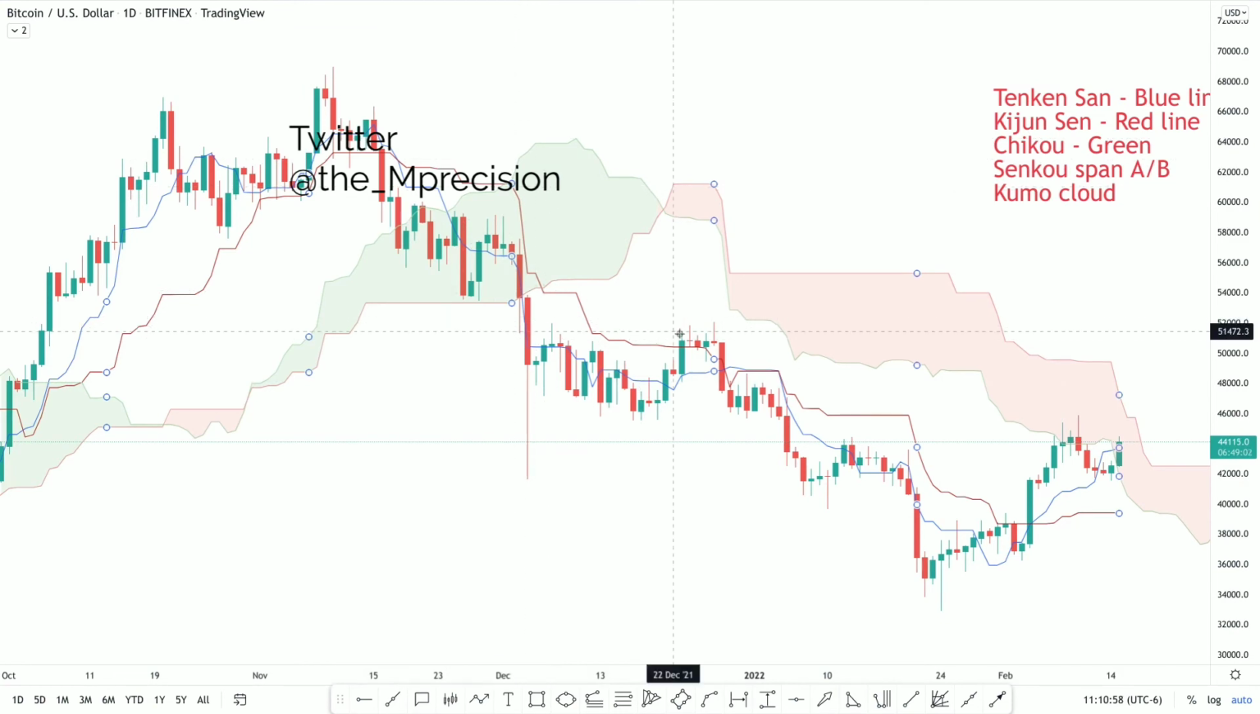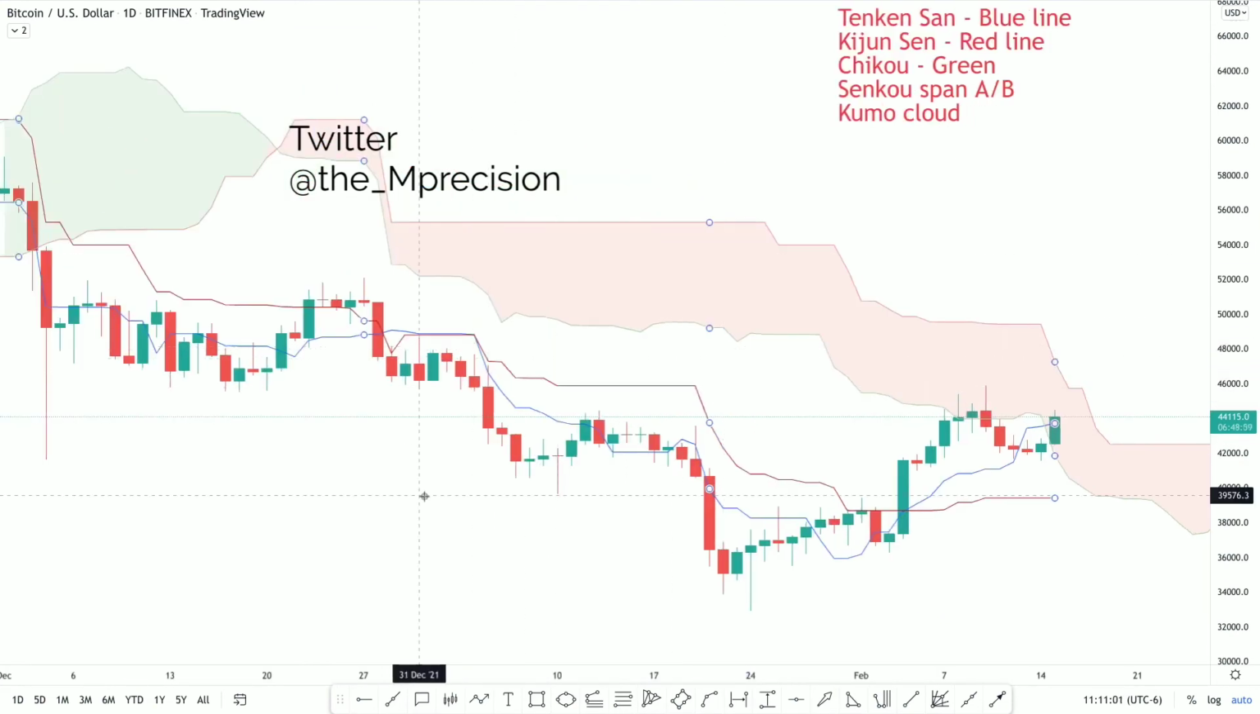But once those conditions are fulfilled, like in this case, is the price below the cloud?